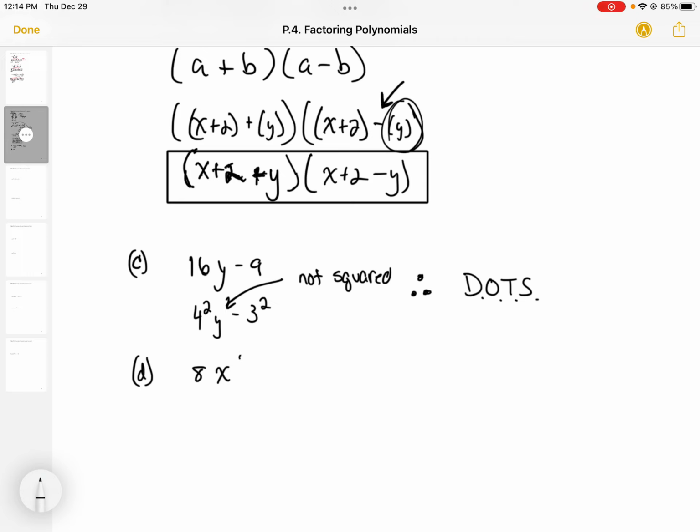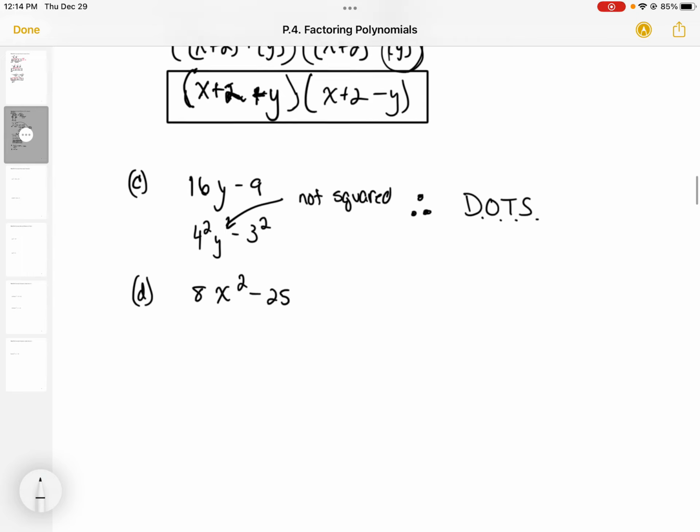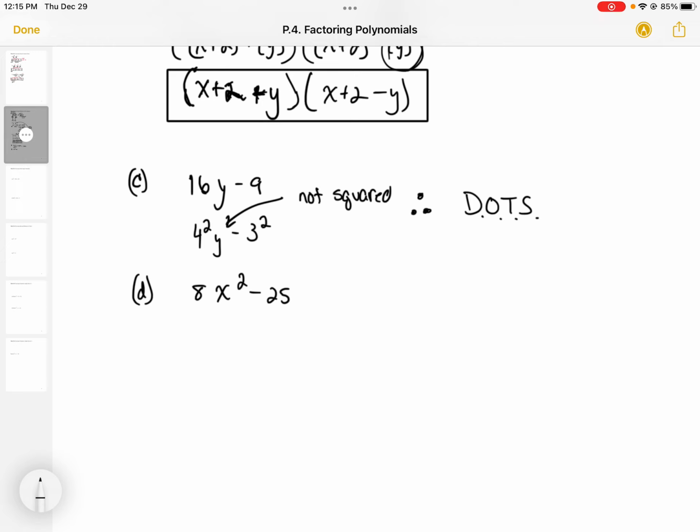Let's look at one more. We could have 8x squared minus 25. I could rewrite the 25 as 5 squared. But this 8 is not a perfect square. Be very careful. People always get tripped up here, and they want to write this as 4 squared. Remember, 4 squared is 16. It's not 4 times 2, which is 8. So because 8 is not a perfect square, this is also not a difference of 2 squares.